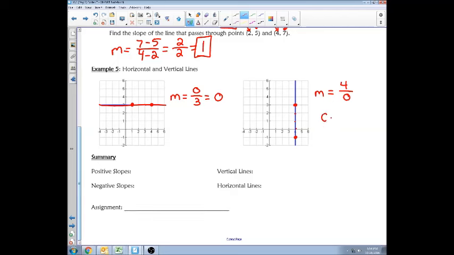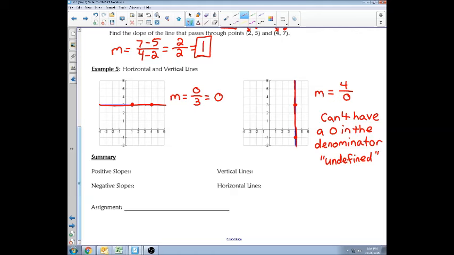So since I can't have a 0 in the denominator, this is known as undefined. You don't have to write the quotes around it whenever you give me the answer undefined. But anytime I have a vertical line, just like this one, the slope is undefined.